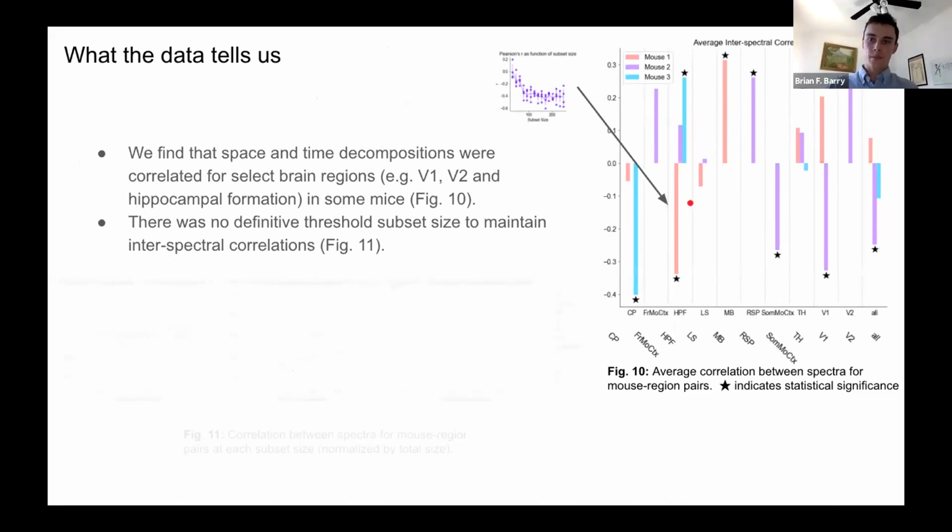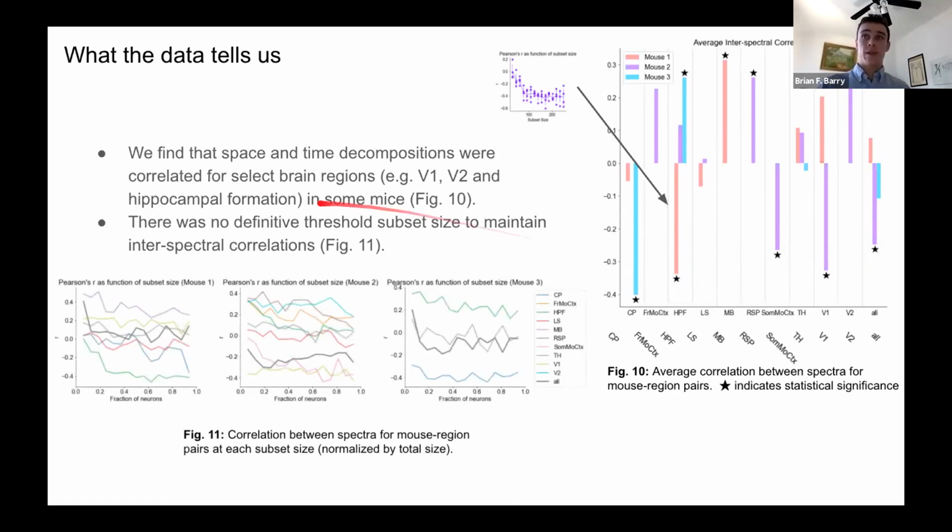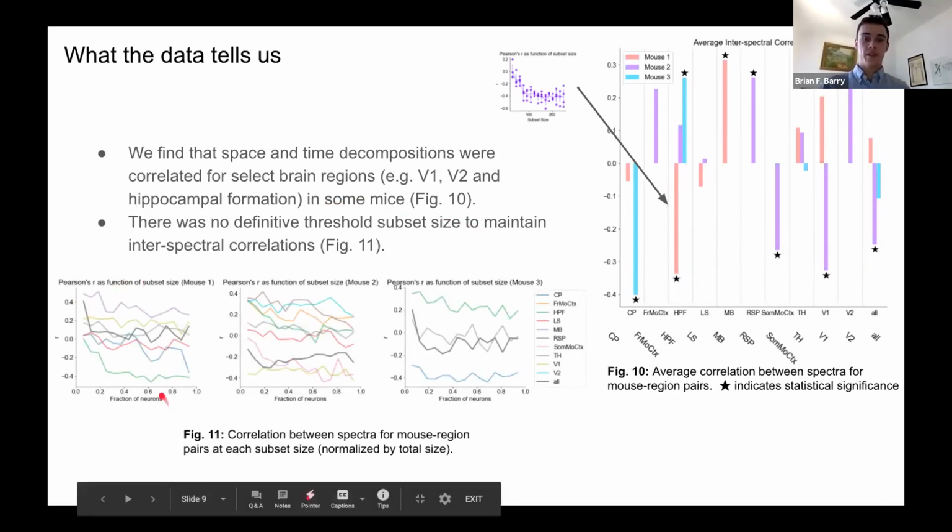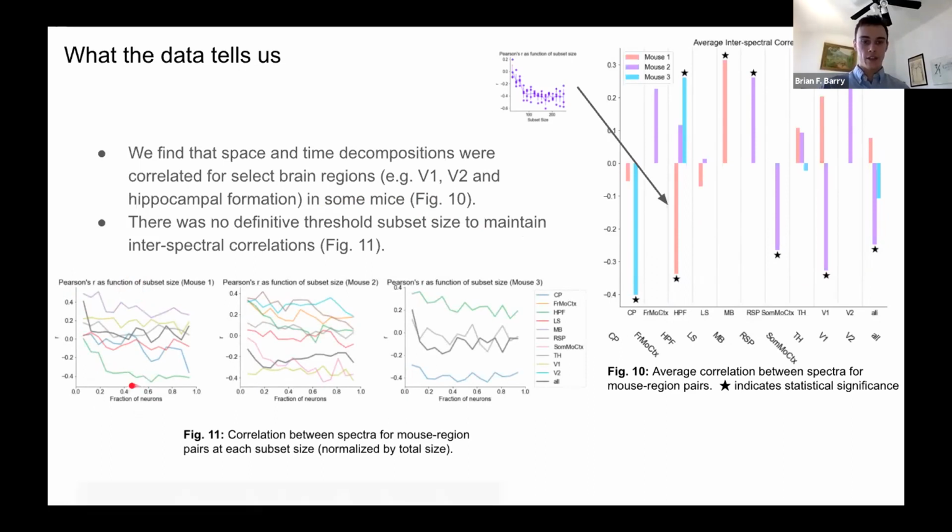And you can see how correlation only occurs for around half or so of the mice regions, and statistical significance is sparse as well. We also found that there wasn't a specific threshold subset size at which any interspectral correlations began to appear. For example, in these 3 figures, we see the correlation as a function of the percent of neurons sampled. And in a lot of regions, we see that correlation actually tapers off towards 0 as subset size sampling increases.